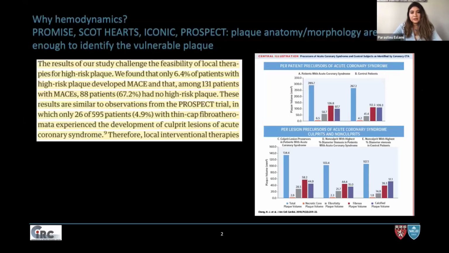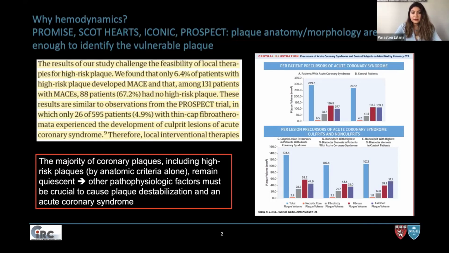Okay, why do we need hemodynamics? We just listened to Dr. Kolesbari looking at plaque structure and showing us that plaque anatomy is not enough. In fact, we know from large trials such as PROMISE, SCOT-HEART, ICONIC, PROSPECT that plaque anatomy and morphology are not enough to identify the vulnerable plaque.